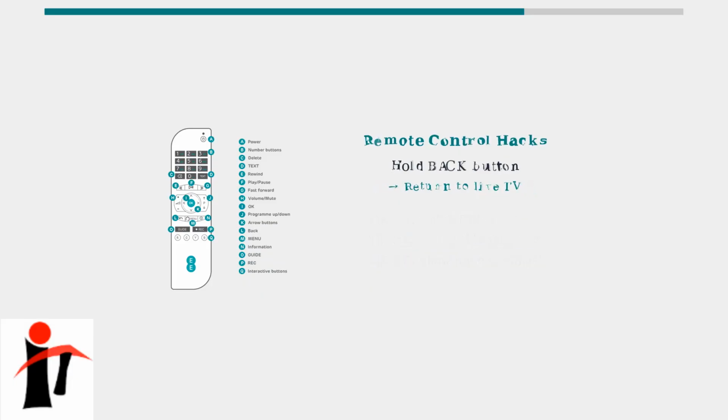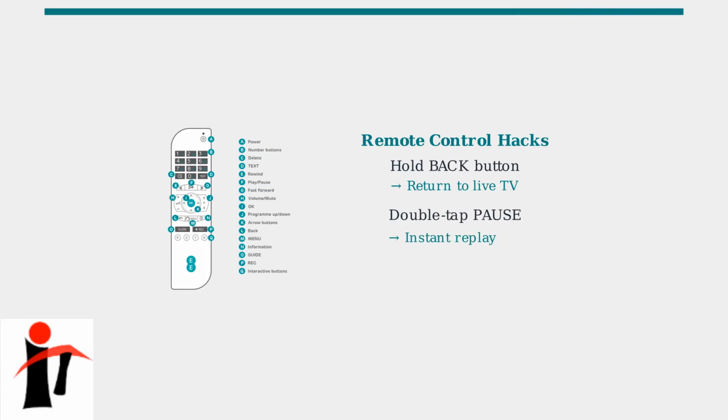Finally, here are two essential remote control hacks. Press and hold the back button to return directly to live TV from anywhere in the interface. And double tap the pause button for instant replay of the last few seconds. These setup optimizations and hidden shortcuts will significantly enhance your EE TV Box Pro experience, giving you faster access to content and more control over your viewing.